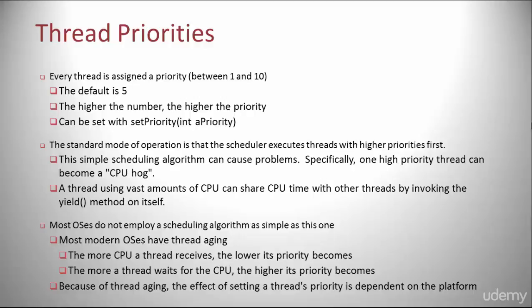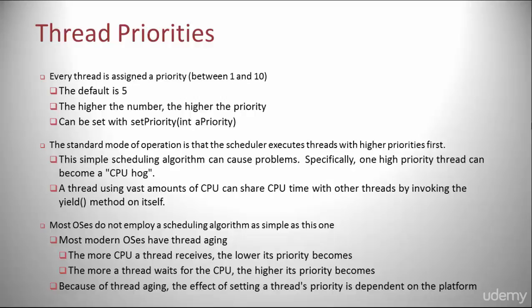This simple scheduling algorithm can cause problems. Specifically, one high priority thread can become a CPU hog. A thread using vast amounts of CPU can share CPU time with other threads by invoking the yield method on itself. Most OSs do not employ a scheduling algorithm as simple as this one.